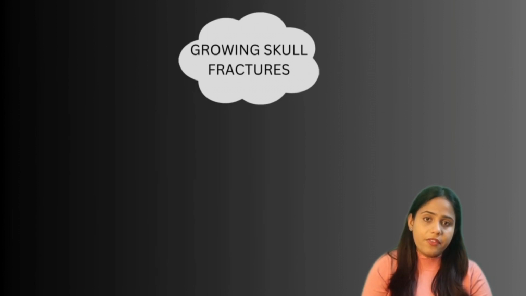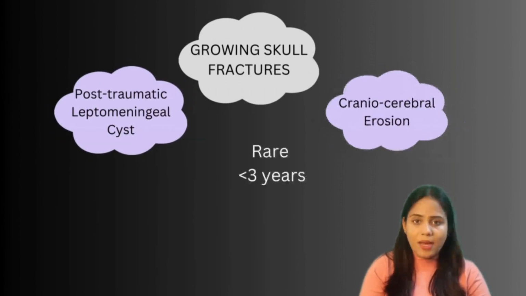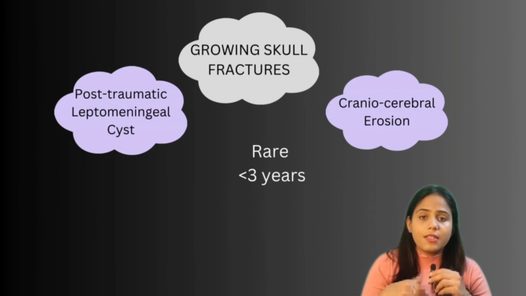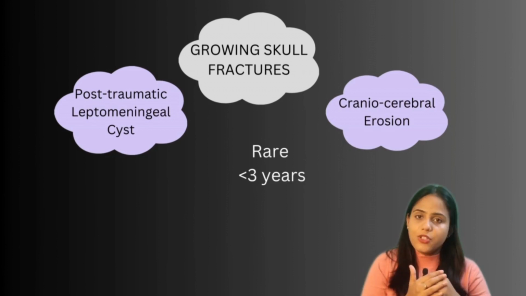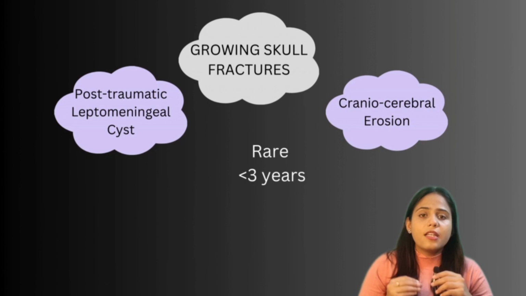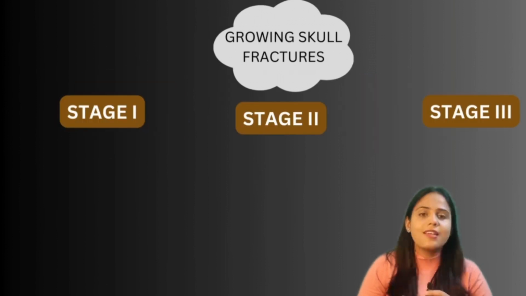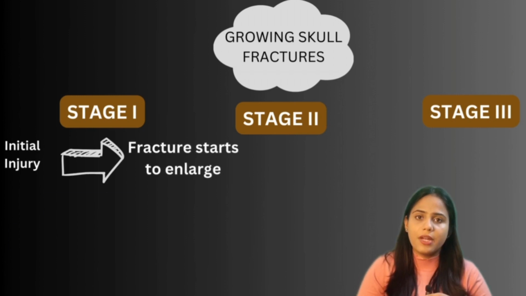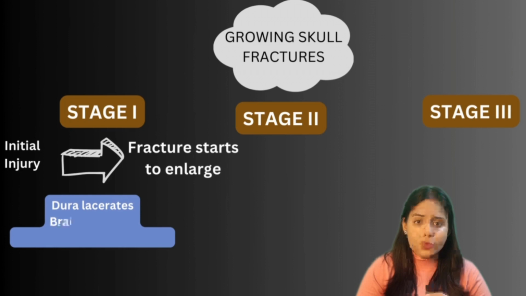Now, growing skull fractures are also known as post-traumatic leptomeningeal cysts or craniocerebral erosions. These are rare and are seen in children less than 3 years of age. Now, these growing skull fractures occur in stages, stage 1, 2 and 3. From the point of initial injury till when the fracture just begins to enlarge is stage 1, where we see laceration of the dura and herniation of the brain and or the arachnoid tissue through the defect.